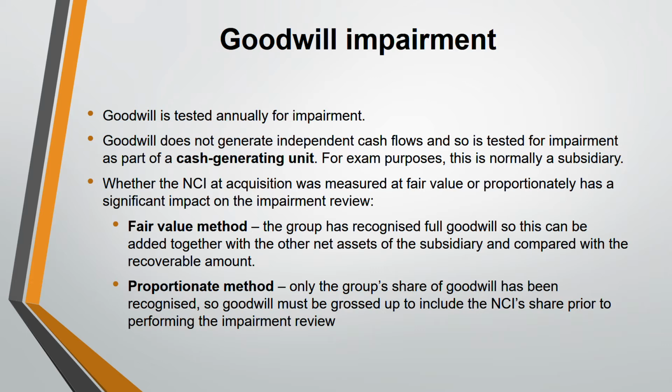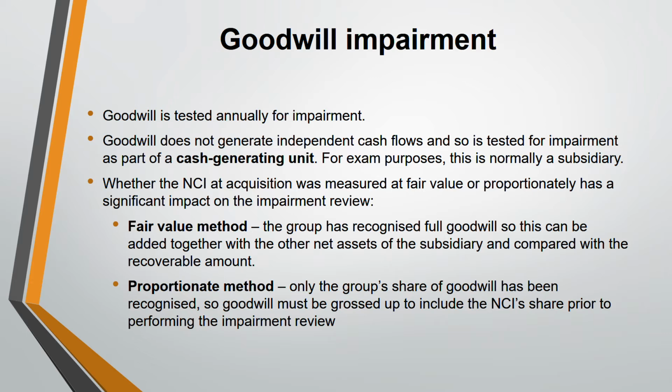If it's the fair value method, that means full goodwill is measured. So how are you going to find the impairment? You add that goodwill to your net assets, because it included both the parent's and the NCI's share in that goodwill. So nothing to do, just take that goodwill, add it to your net assets and then compare with your recoverable amount. Because you have to find the carrying amount of the asset, no? So how will you find the carrying amount? You have to add that goodwill also to the net assets of the subsidiary. Then only you compare with the recoverable amount.